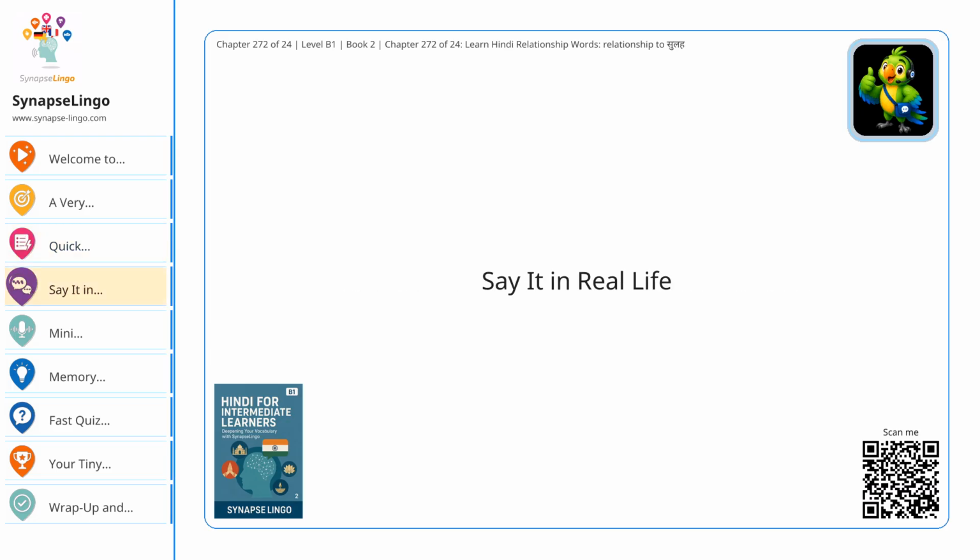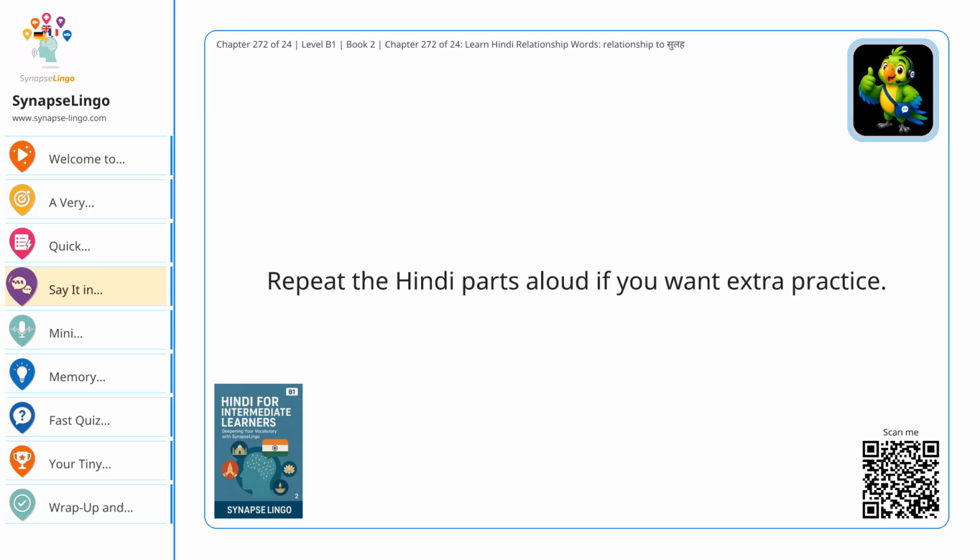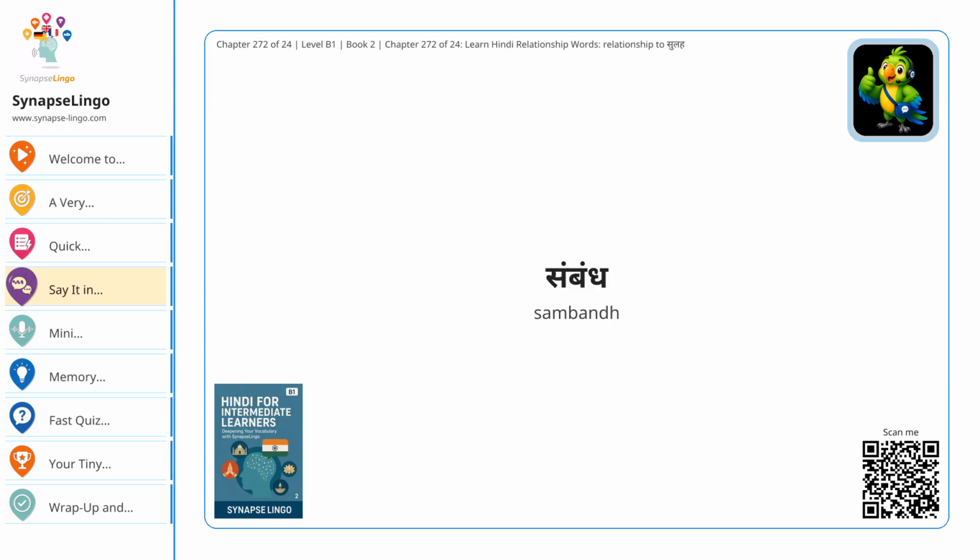Say it in real life. Here are useful spoken lines you can actually imagine hearing. Repeat the Hindi parts aloud if you want extra practice. There. संबंध grew stronger over time. True. मित्रता is precious. This business is a साझेदारी. There is संघर्ष in the office today.